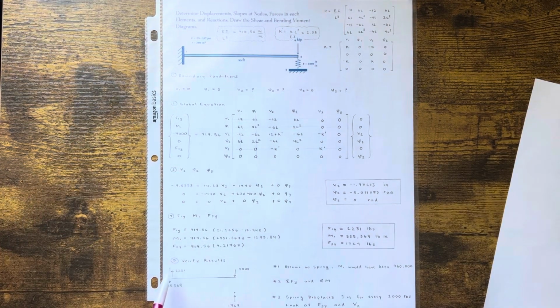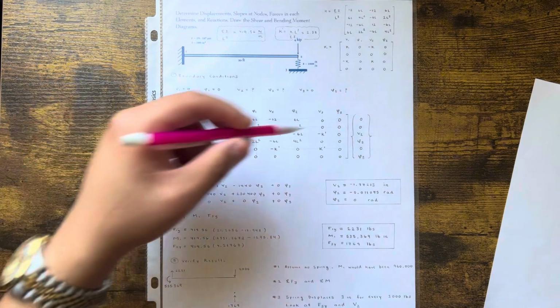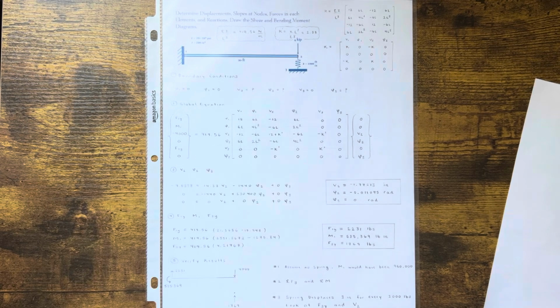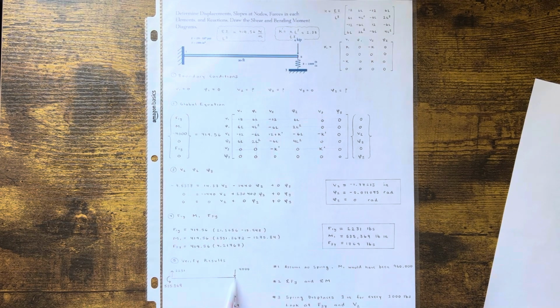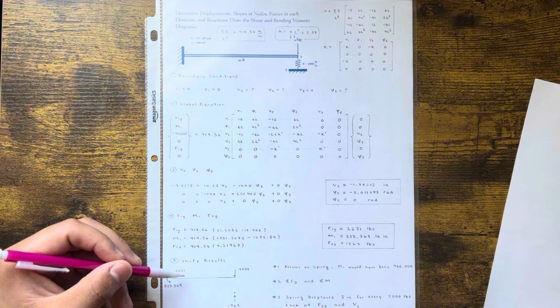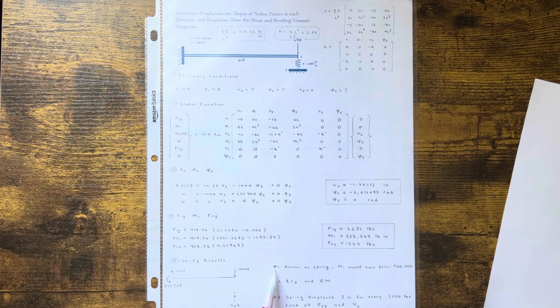Now, let's see if it makes sense. We're going to verify the results real quick. There's three things you can do to verify the results. First, I like to start off by drawing the beam with the forces acting on it. At this point, I know all the forces and moments and all the displacements and slopes. So in this case, F1y and F2y, and then F3y. In this case, I have 2,231 pushing up, I have minus 4,000, that was given, and then I have 1769 pushing up on F3.